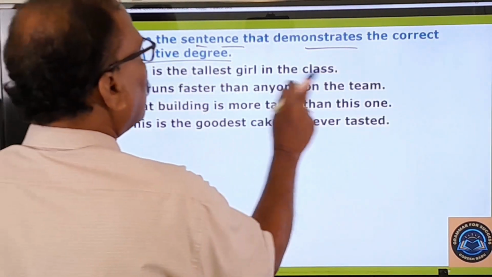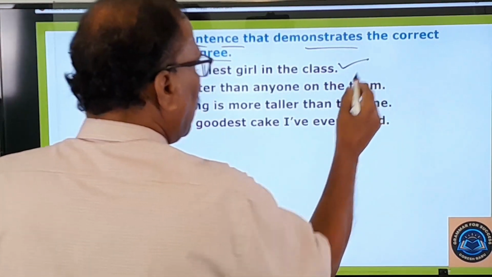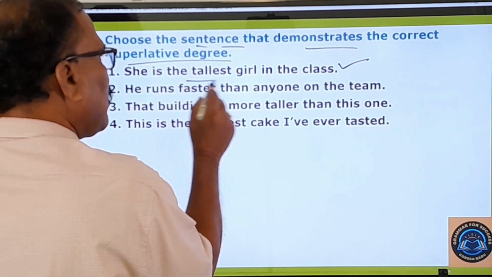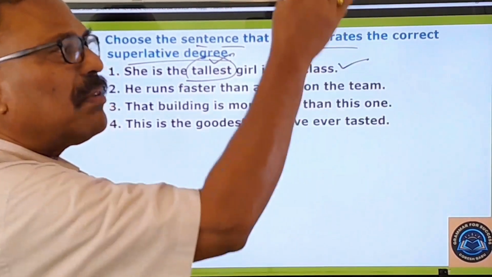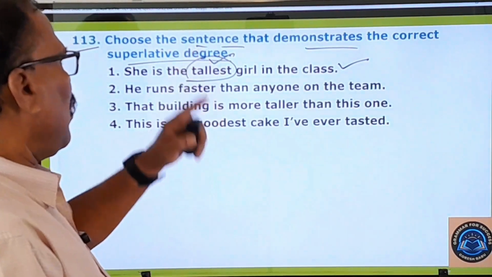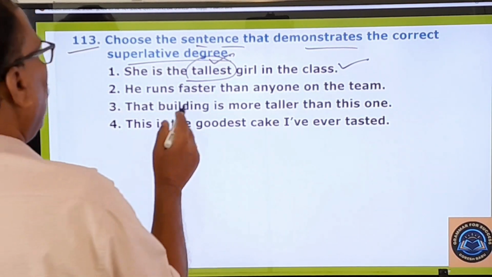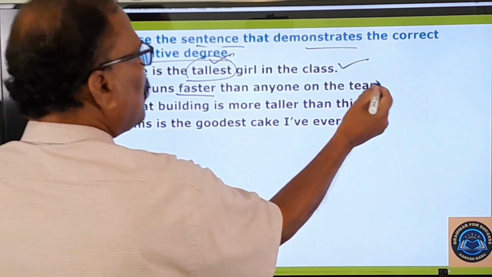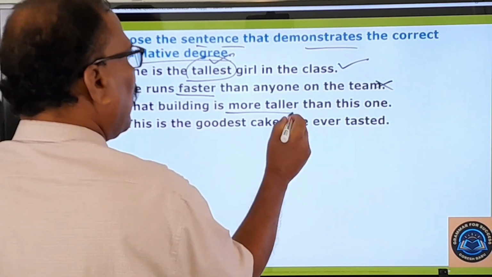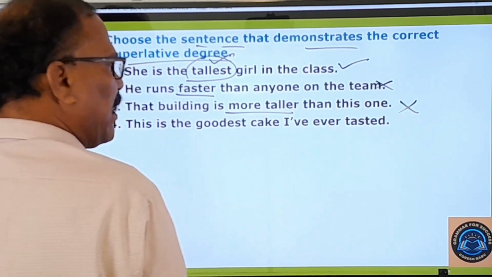She is the tallest girl in the class. Yes, the very first sentence is the right one, because in this the superlative degree adjective is used. Tall, taller, tallest. So here tallest, a superlative degree adjective, is used. And here, he runs faster, so here a comparative adjective is used. Therefore this is wrong. And the building is more taller. So this is again a comparative adjective.